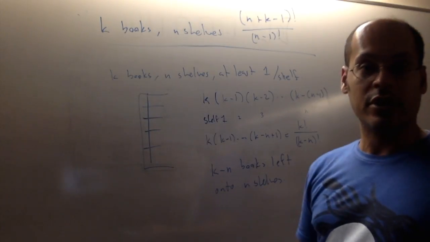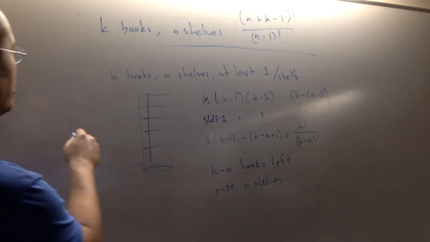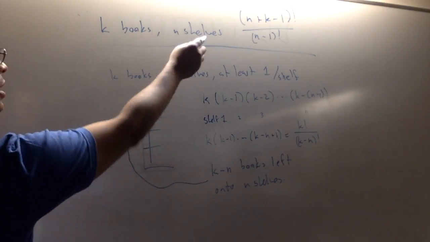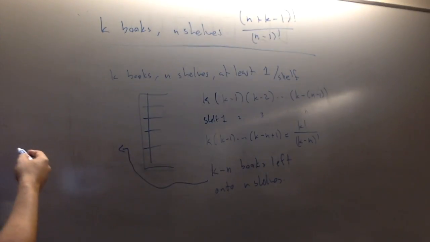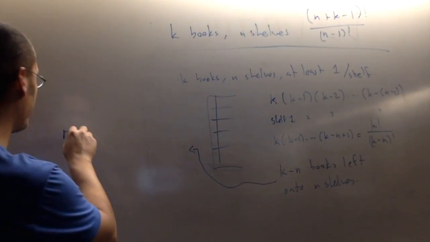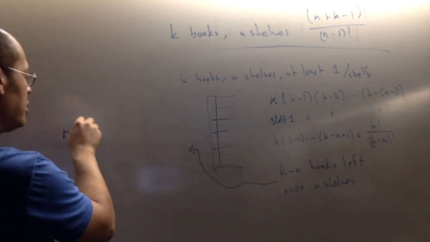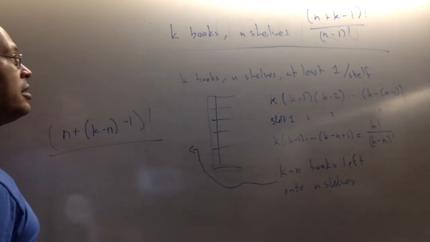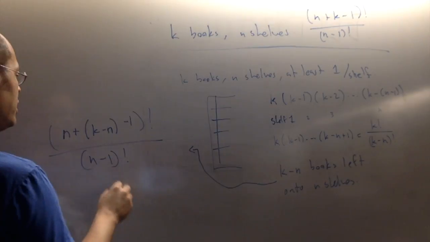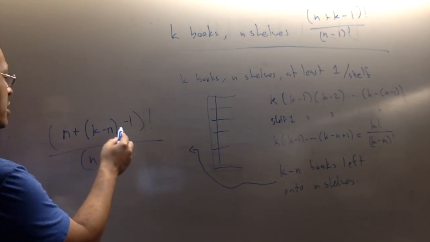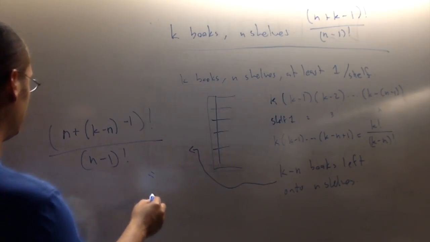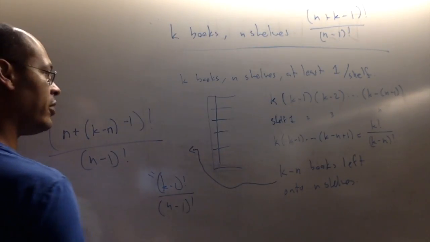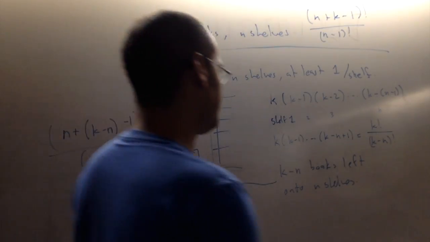So the number of ways of doing the rest of those things, we can just work it out. So here the old k is now k minus n. So I have n, and the n is just n still, right? So I'm just going to copy that formula: n plus, and instead of k, it's k minus n, minus 1, all that factorial, divided by n minus 1 factorial. And this top, of course, n plus k minus n minus 1, well, that whole thing is just k minus 1 factorial divided by n minus 1 factorial.